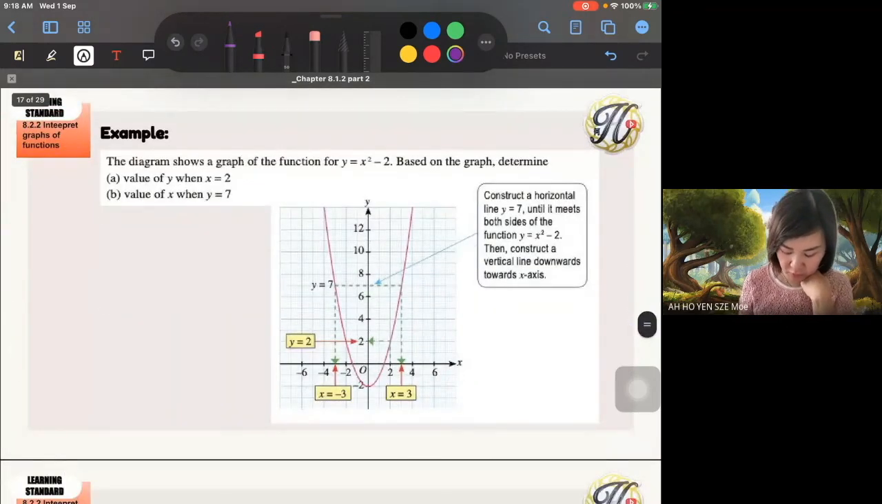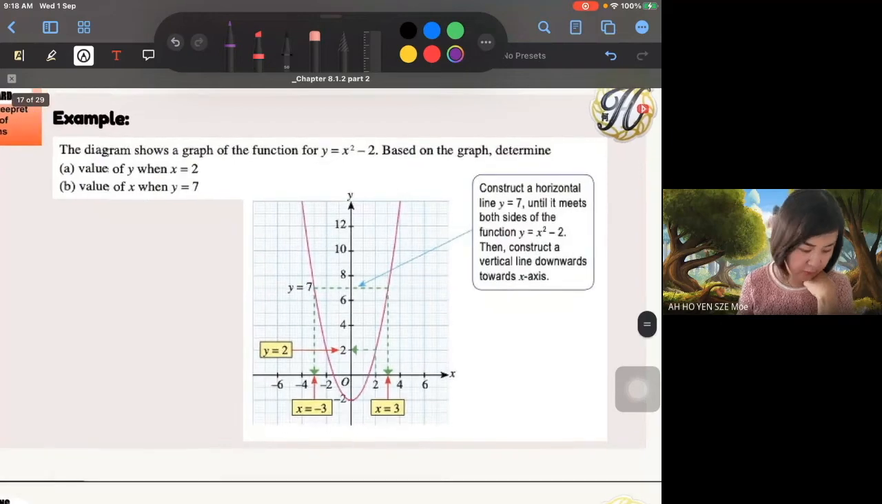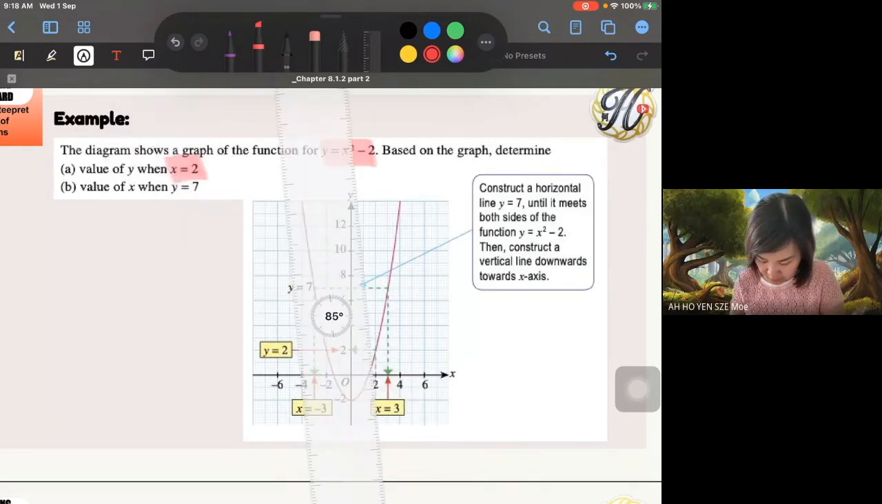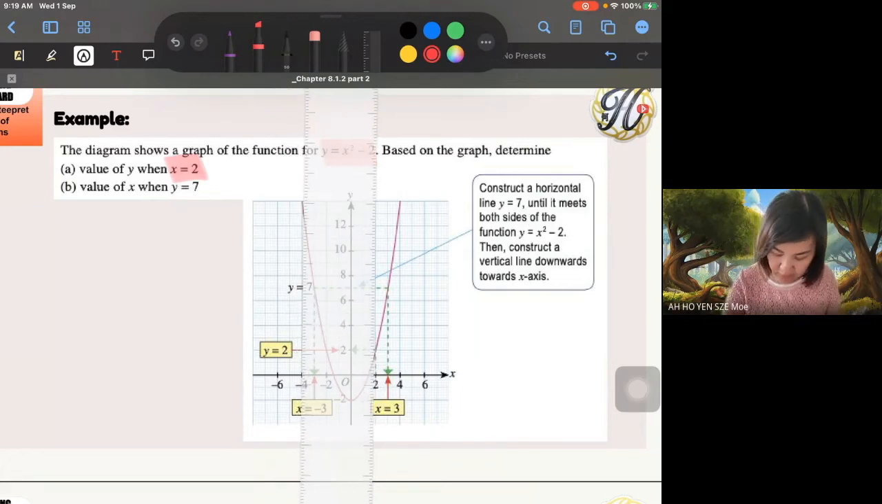This one also, because I take it from the textbook, they will show the answers. Another one you can highlight. This is the function y equals x squared minus 2. Based on the graph, determine the value of y when x is 2. Same thing. When my x is 2, here, I need to find the value of y.